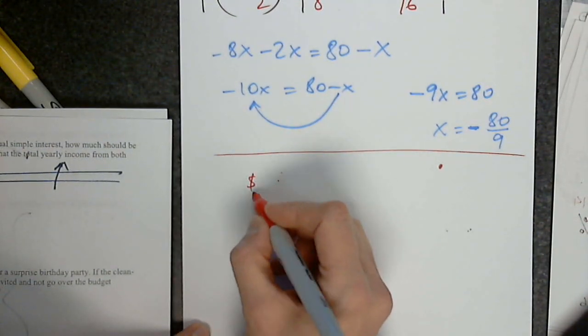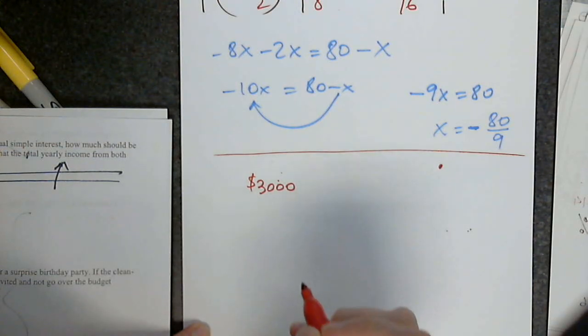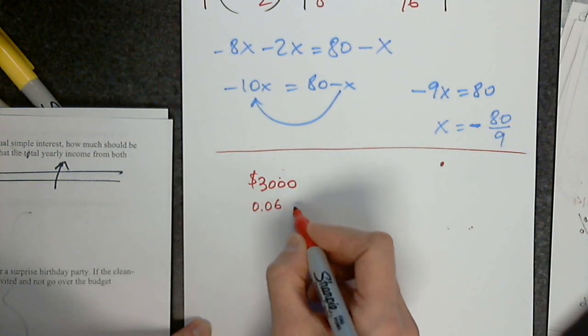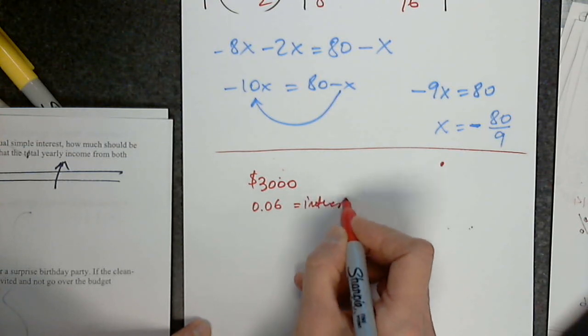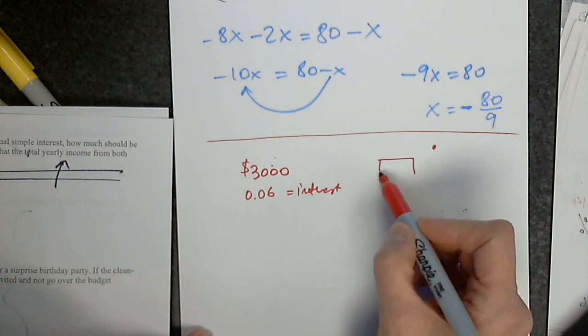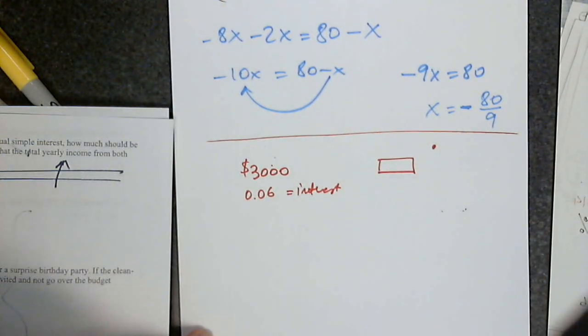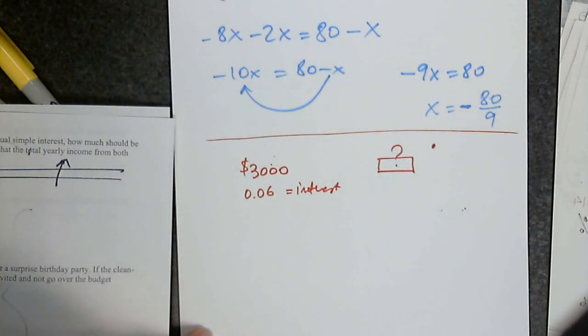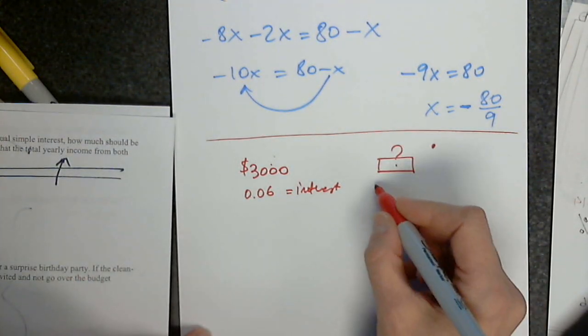So we know that we have $3,000 and we know that we invested at 0.06 interest. We should have another quantity, unknown, to be invested at 9%.